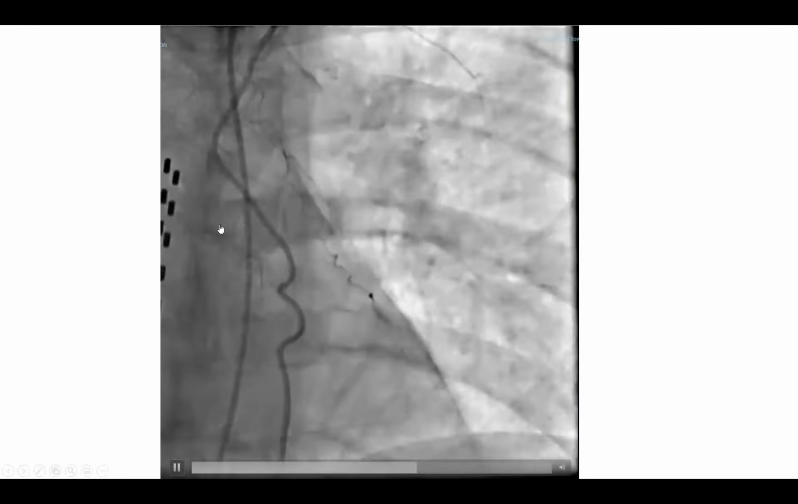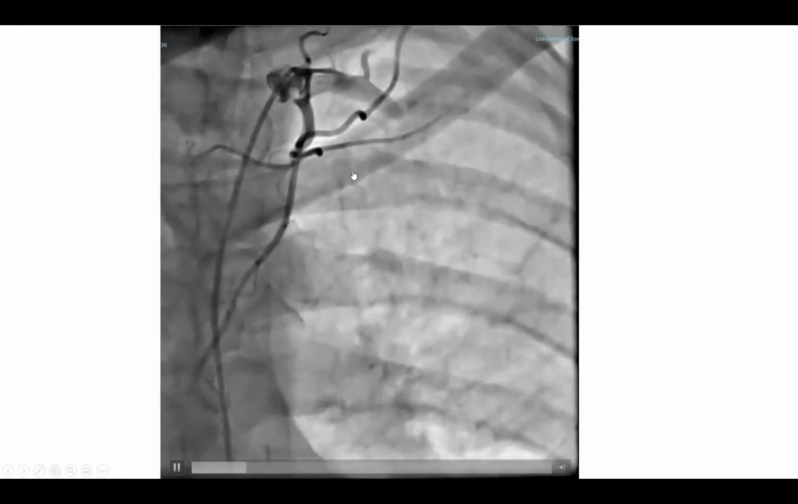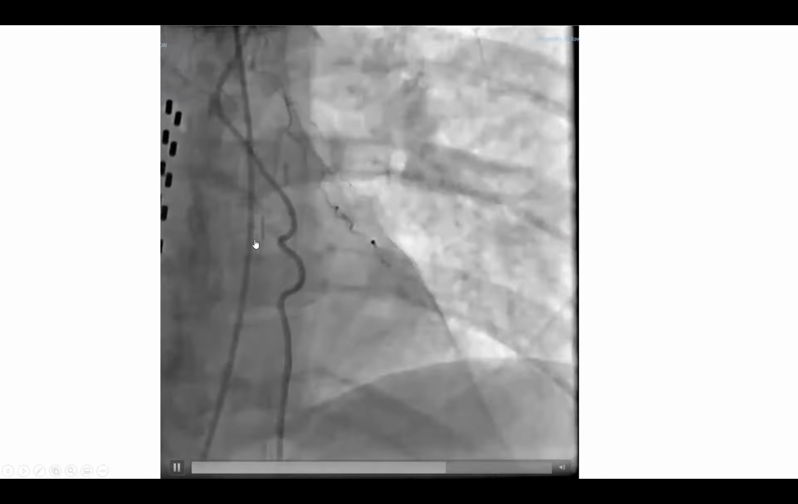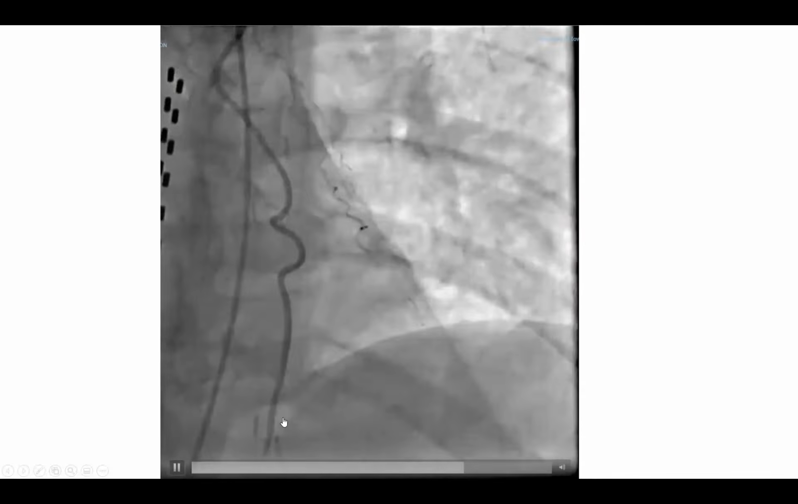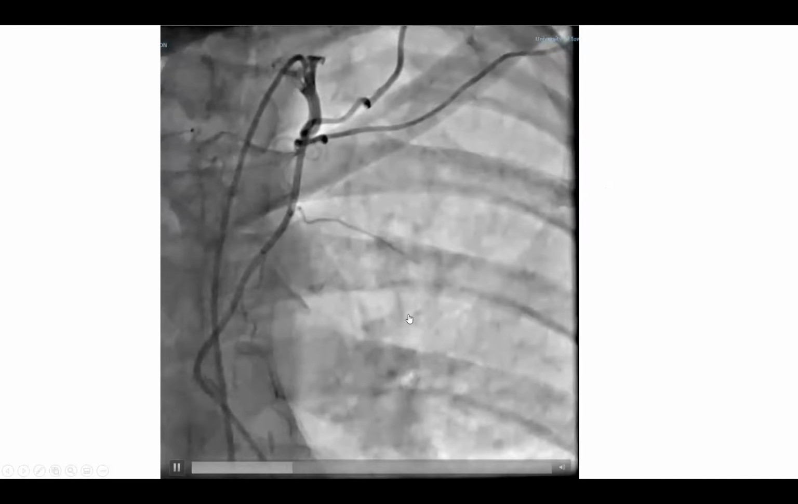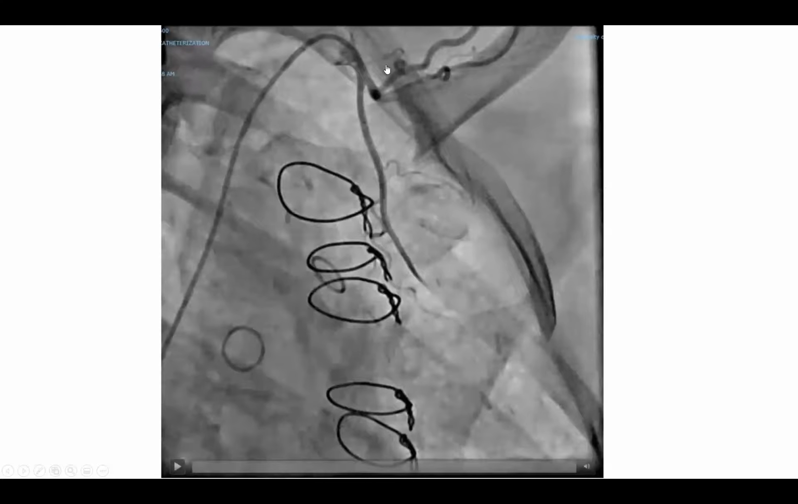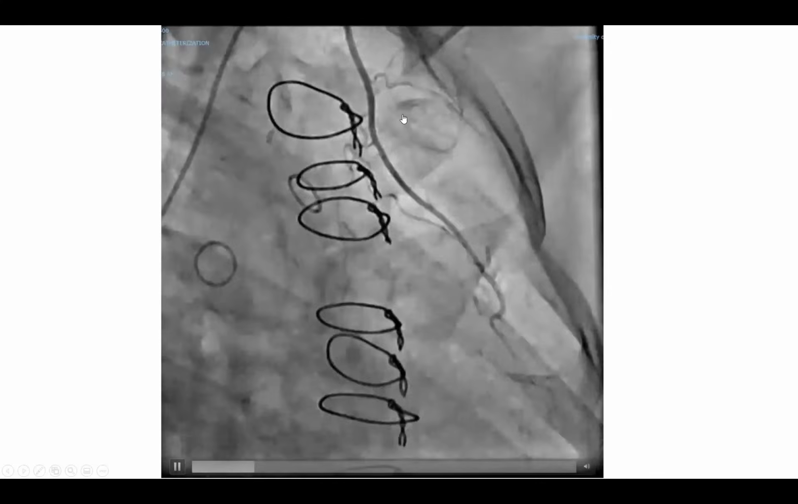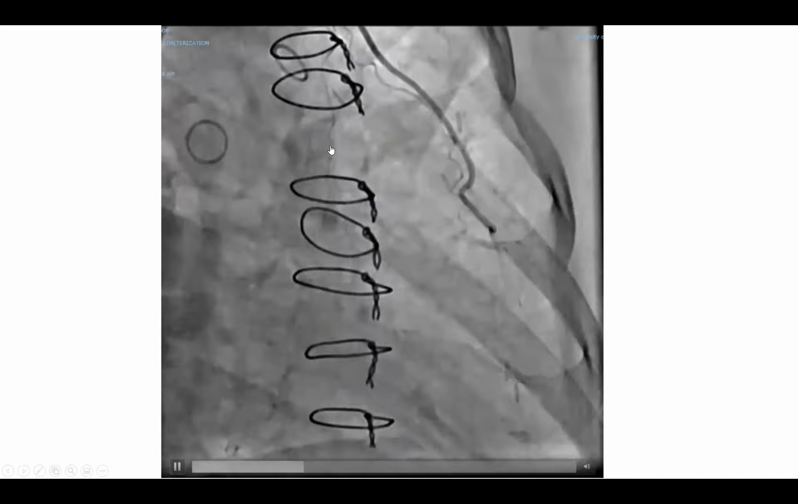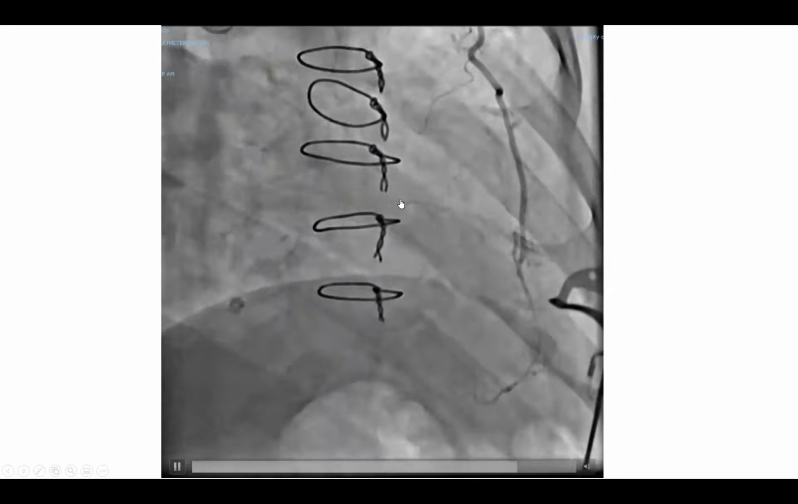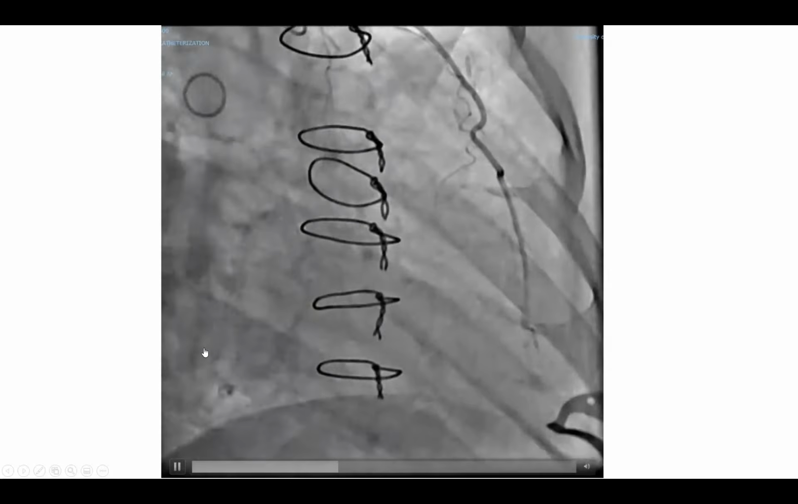So again, LIMA to LAD, I use one view. Now the fourth step is the views. The view I used to engage shows me the LIMA to LAD, the LIMA itself, well. Then I do a view to see the native, which is good for the native. In this case, I used an AP cranial. We can use an AP cranial or RAO cranial view, or shallow RAO cranial.